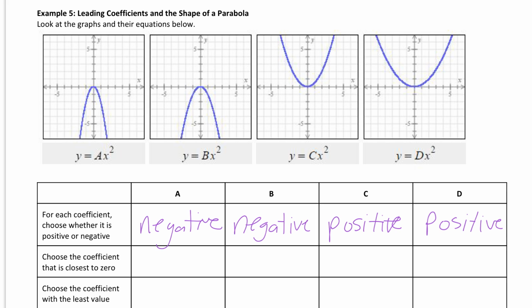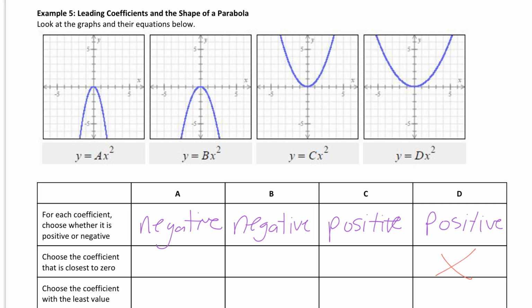The next thing we want is to choose the coefficient that is closest to 0. Now remember from what I was showing you on the calculator, the more narrow it is, the bigger that number in front is, and the wider our graph is, the closer to 0 it is. And it doesn't matter whether it's upside down or right side up. We're not worried about the negative part of it. We're just worrying about which one's going to be closer to 0, whether negative or positive. And that's going to be the widest graph. So this graph is the widest, which tells us that d is going to be the one that is closest to 0.